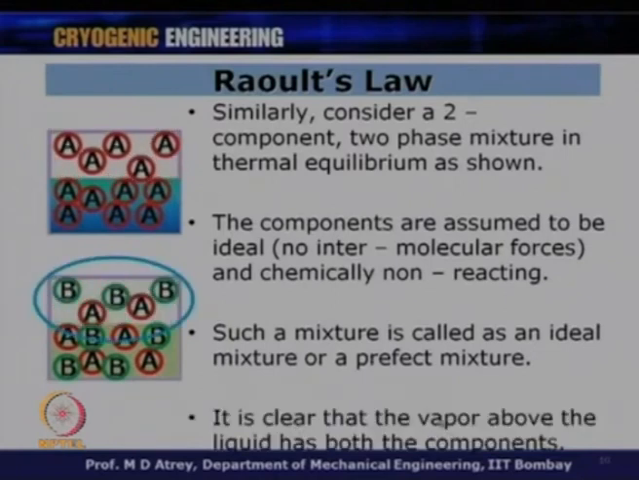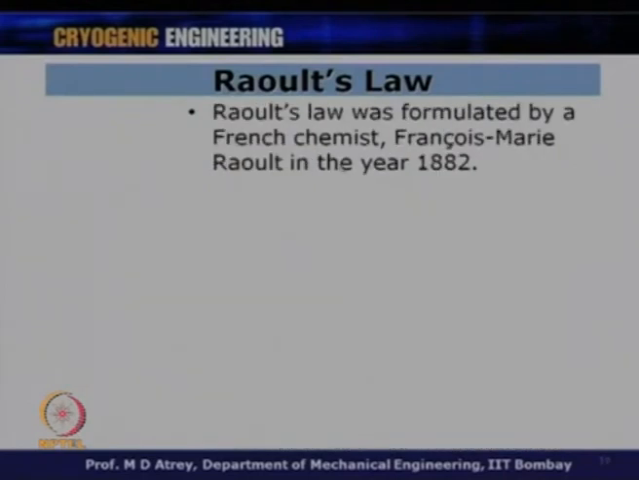It is clear that the vapor above the liquid has both components. So, in the liquid condition we have A and B, and in the vapor condition we also have A and B. Raoult's law was formulated by the French chemist Francois Marie Raoult in the year 1882. So, this is also a very old law, almost 130 years old, and it has been applied over a period of time, and therefore its importance has been well understood.